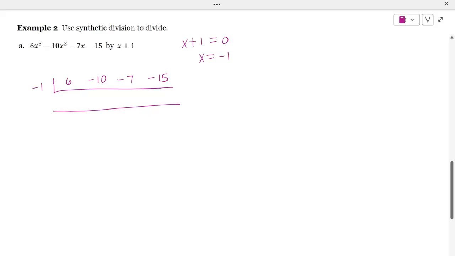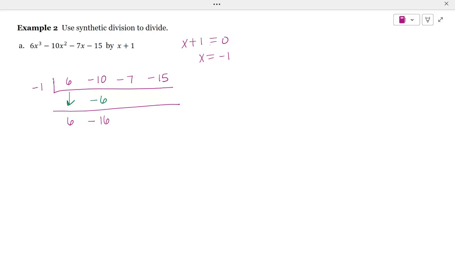And for the first step, you bring the first number down, which is a 6. Then you're going to multiply these two together and put that answer here. Multiply, similar to how we did in long division. So that'll give me a -6. And the difference here is that in long division, you subtract. In synthetic division, you add. So this will give me a -16.